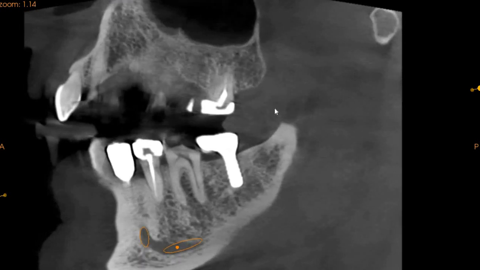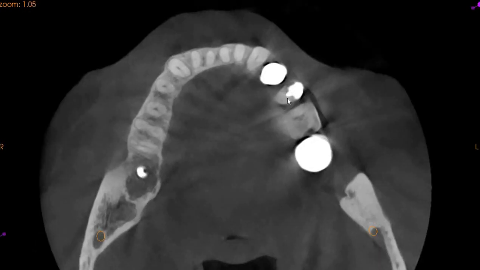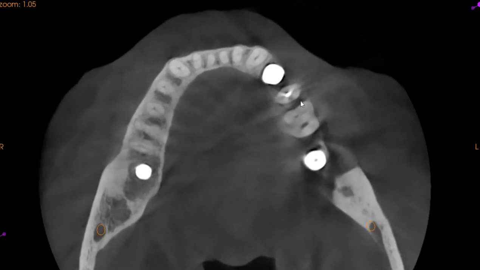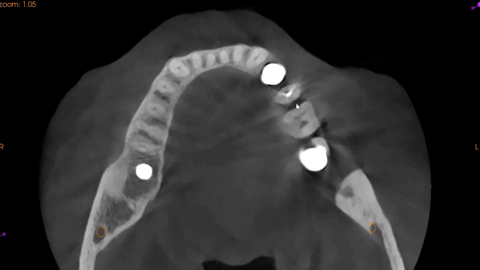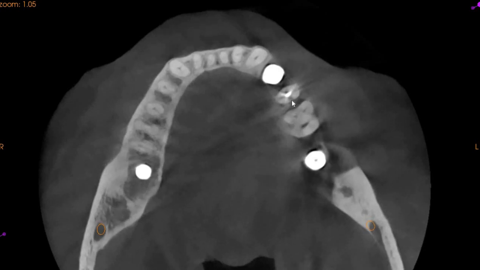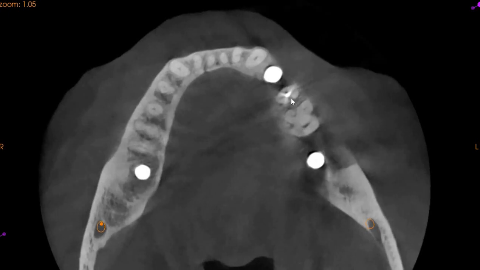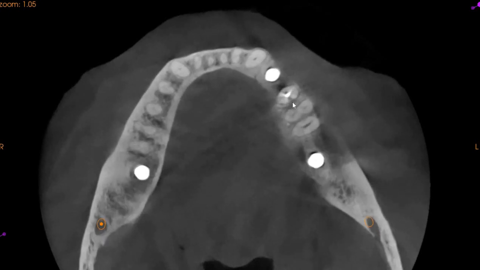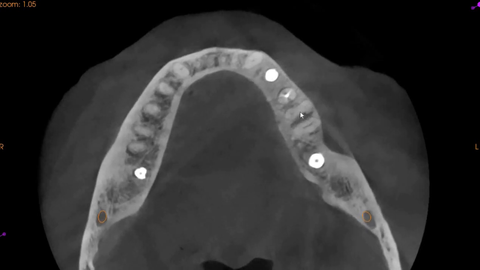On the axial view, this is the axial view. We can clearly see that there is no major cracks associated, but there is a line. This could be a radiographic artifact, but it will also be the voids that are present. This line is not associated with any periapical radiolucency or any J-shaped radiolucencies.